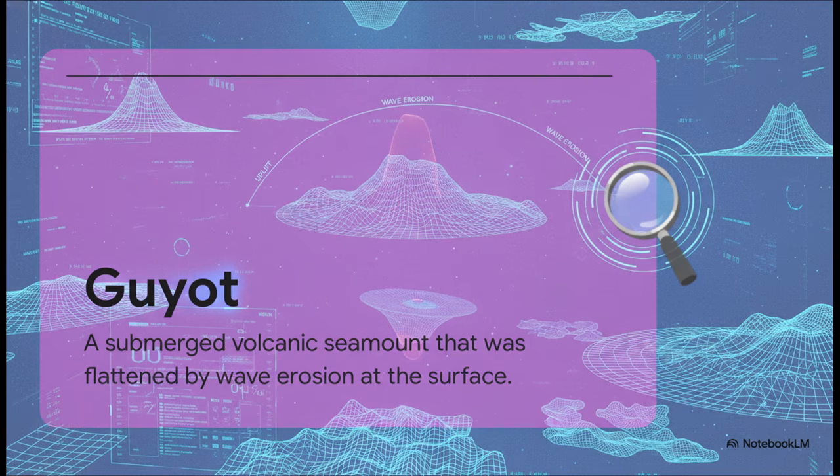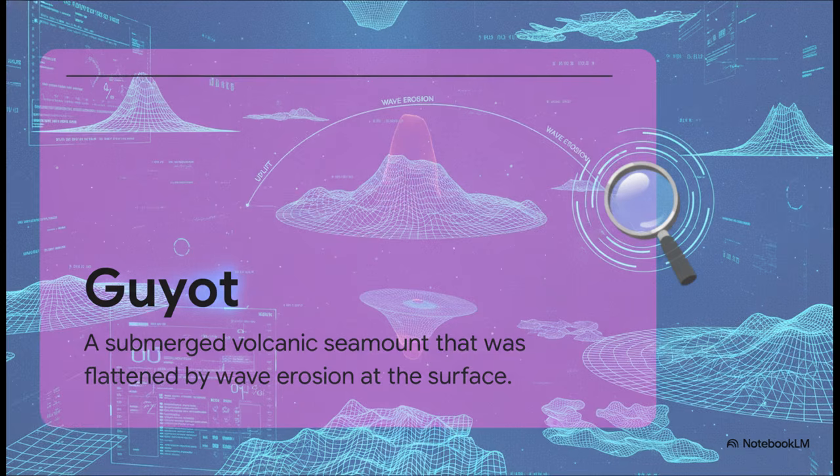Well, at one point in its history, this volcano grew so tall it actually breached the surface of the ocean and became an island. Then, over time, relentless surface wave erosion literally sawed the top of the volcano completely off. As the oceanic crust cooled and sank over millions of years, that flattened mountain was dragged back down into the cold abyss, perfectly preserving its flat top deep underwater.